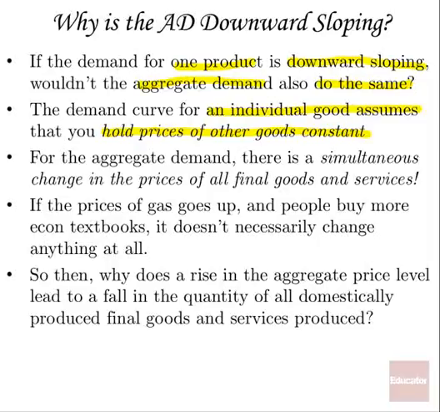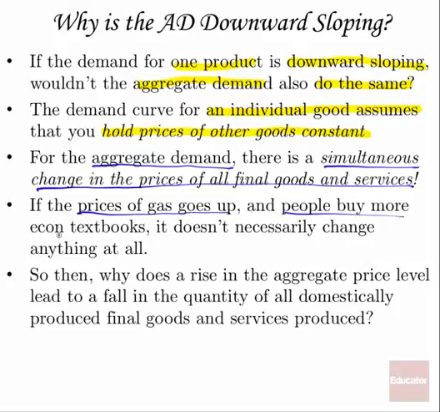However, for the aggregate demand curve, you have something different. For the aggregate demand, there's a simultaneous change in the prices of all final goods and services. So you're not isolating one price here. For example, if the price of gas goes up and people buy more econ textbooks as a result, it doesn't necessarily change anything at all. So you can't assume that if the price of something goes up, the quantity demanded goes down, because the prices of everything are simultaneously changing here, and so you have a problem here.